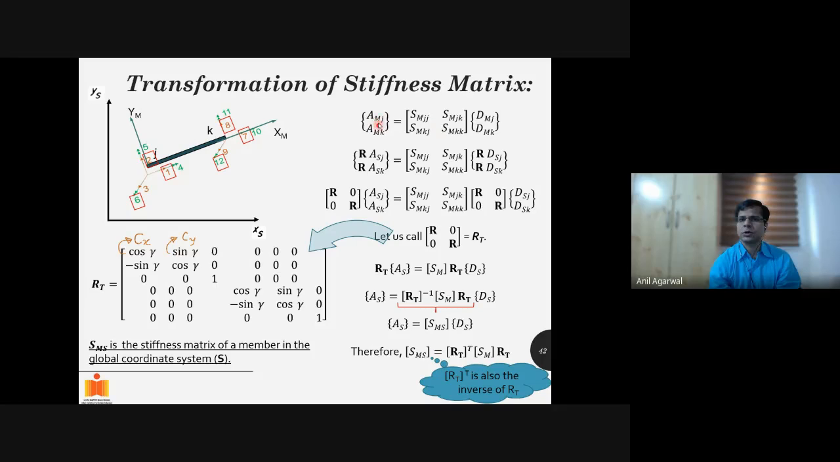So there are 6 components now. 3 components of AMJ, that is force in 1 direction, 2 direction, and 6 direction at J joint. And AMK is 3 forces, 7, 8, and 12 directions at K joint. Okay, so you got a total of 6 components. So this is a vector of 6 components that I'm writing in this form. Okay. Now individually, out of these 6, AMJ can be written as R times ASJ, right?